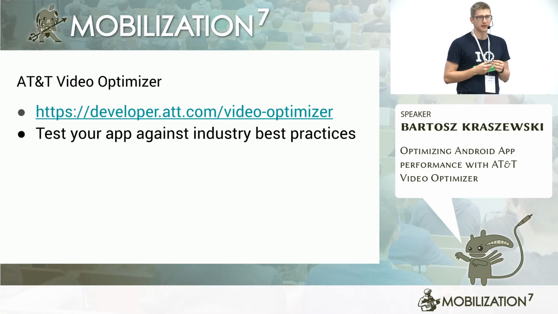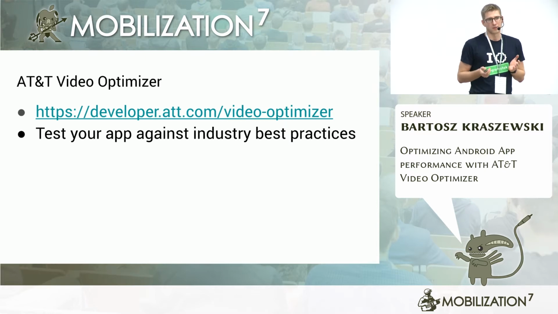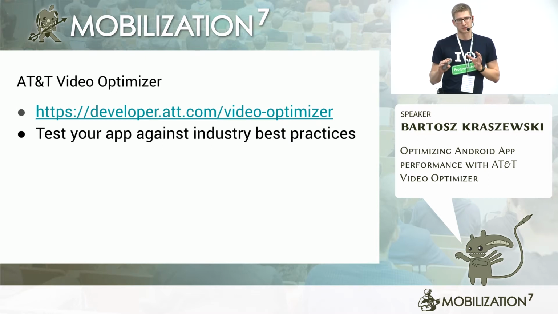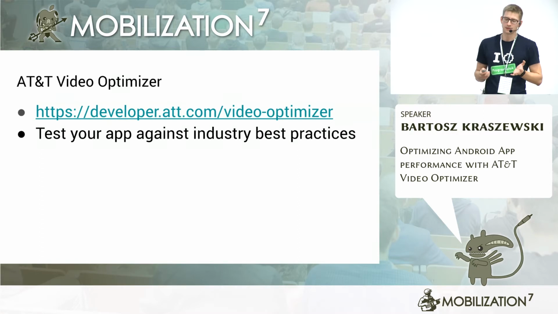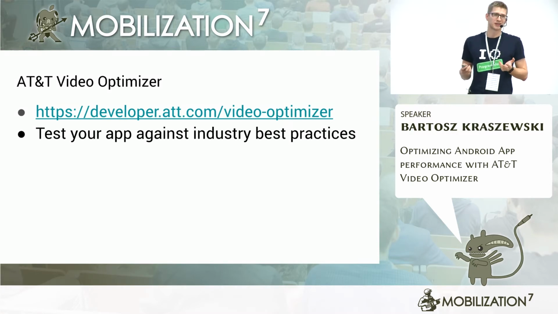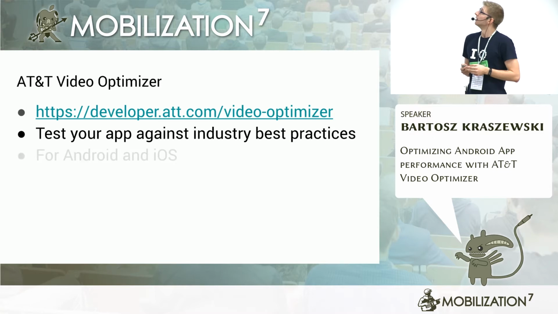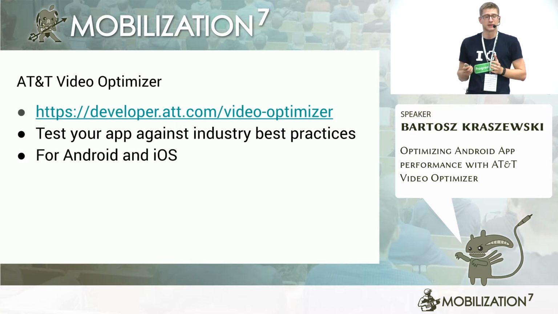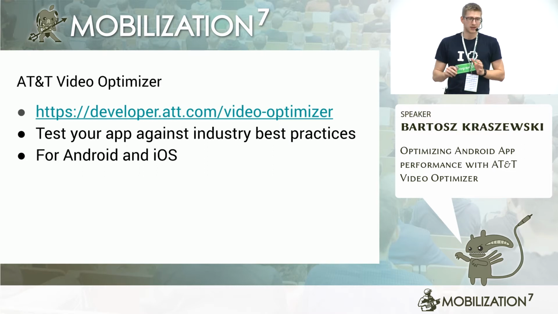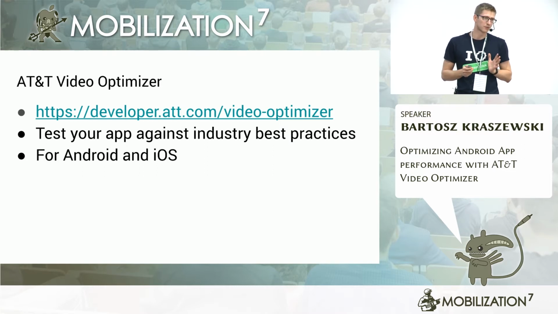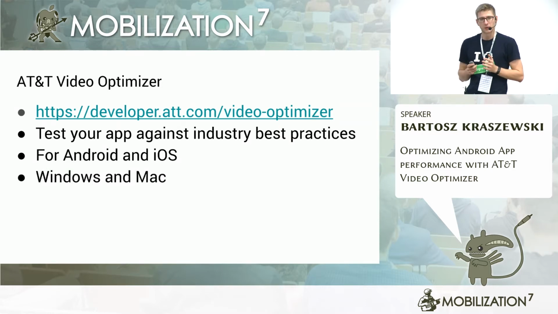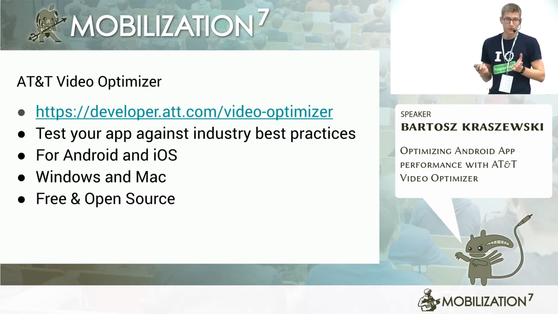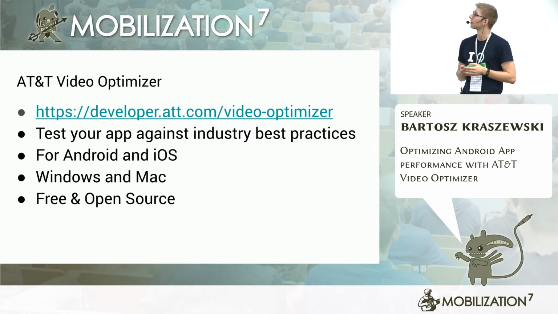It was developed by AT&T, so they care about mobile apps not using as much data as possible, because that will reduce their cost. But we can also benefit from that by just making sure that our application is very good. It's available both for Android and iOS, so we can also test an iOS application with that, but I don't have experience with that, so I'm going to focus on the Android part. The desktop application is available for Windows and Mac, and it's free and open source, so we don't have to bother our managers with additional costs.